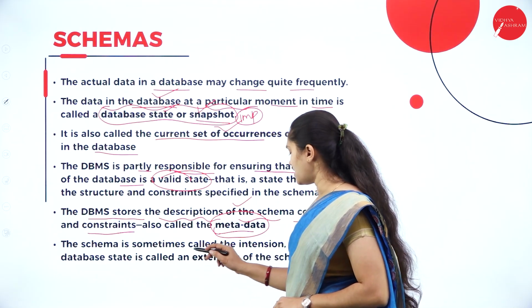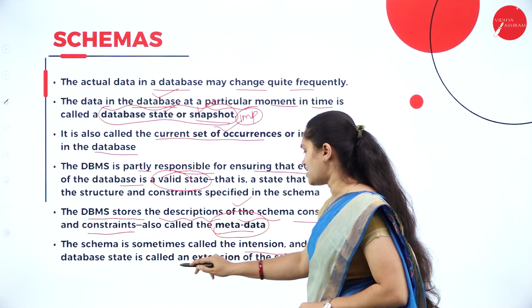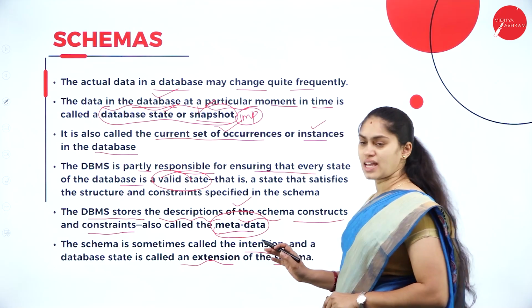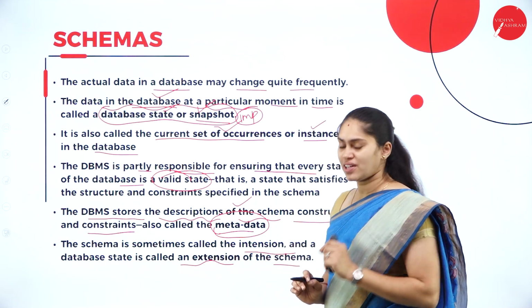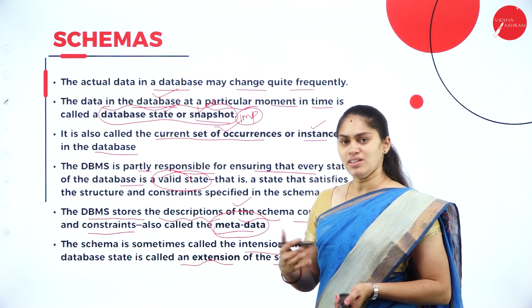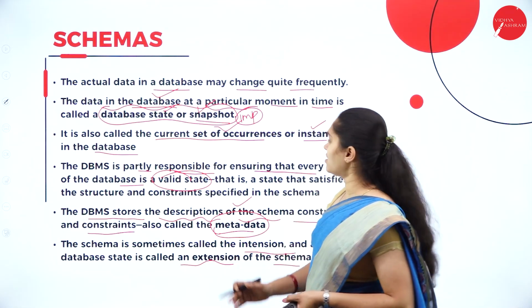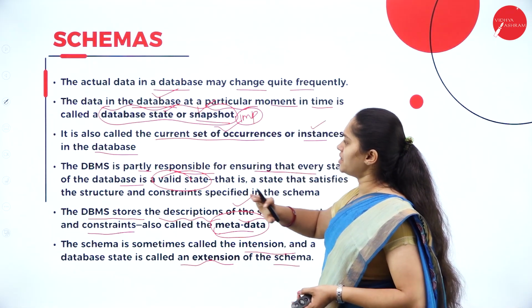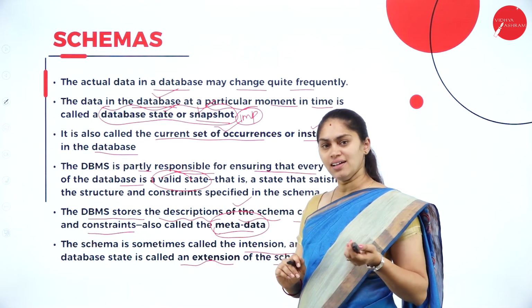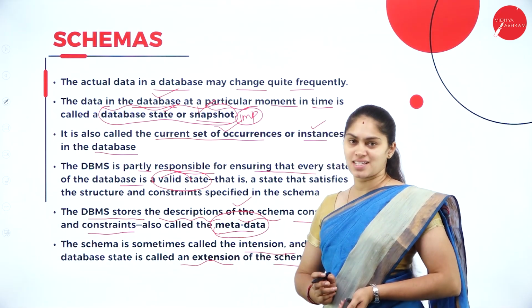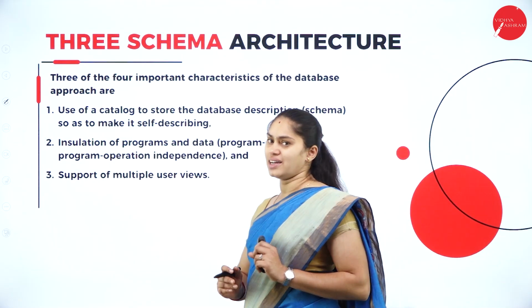The schema is considered the intension, and the database state is considered the extension of a schema. So the intension need not be changed frequently, but we can have changes in the extension frequently. This covers what a schema is, what a schema construct is, what a database state or snapshot, occurrences or instances are, and metadata along with intension and extension. Fine. We'll see the next one, regarding the 3 schema architecture.